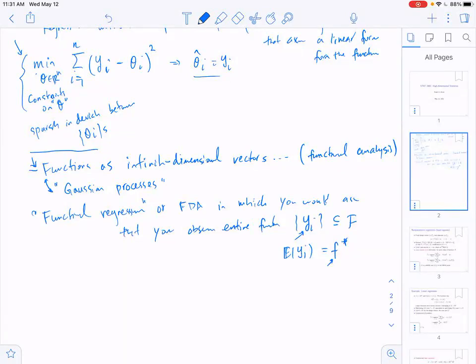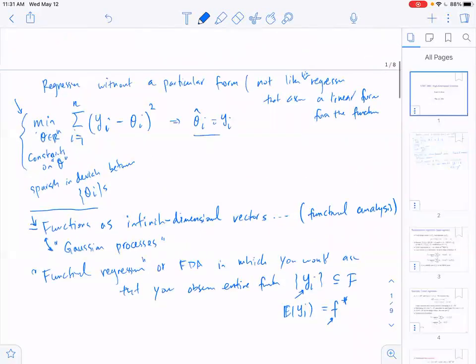So this is more in the spirit of viewing functions as infinite dimensional vectors. Of course, in practice, you don't get to see entire functions, so there is a degree of abstraction here. This is often used, for example, if you have very finely sampled data, you might assume that you're observing the entire function. This was a good discussion. Let me ask anyone else, does anyone have any comments?